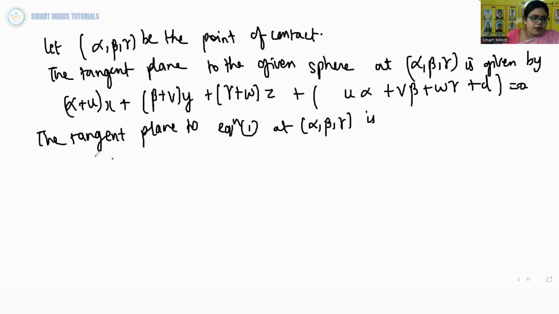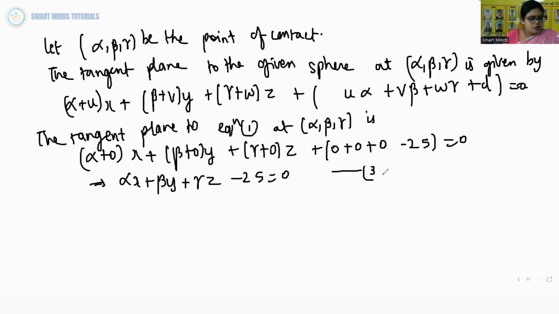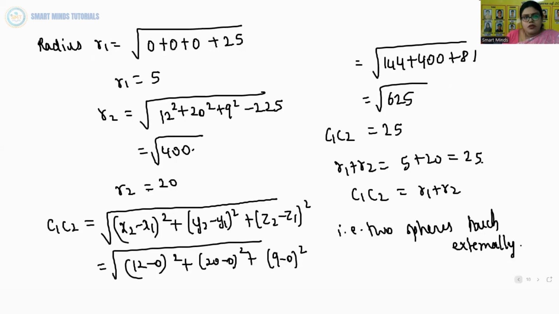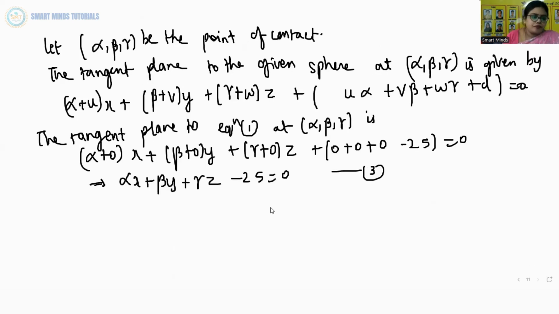At alpha, beta, gamma is alpha plus 0 into x plus beta plus 0 into y plus gamma plus 0 into z plus 0 plus 0 plus 0 minus 25 is equal to 0. So finally we get alpha x plus beta y plus gamma z minus 25 is equal to 0. This is equation number 3. So let's take the first two sphere equations as 1 and 2. So this will be the third equation. Got it.